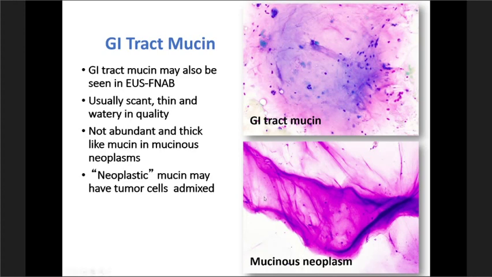In contrast, same picture here for a Diff-Quik stained slide representing a mucinous neoplasm. Really no cells here, but this is all thick mucin. So when you have something similar to this, you know you are dealing with a neoplastic category rather than dealing with a benign contaminant coming from the GI tract.